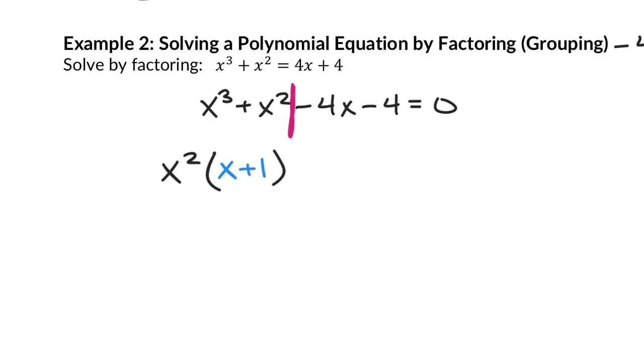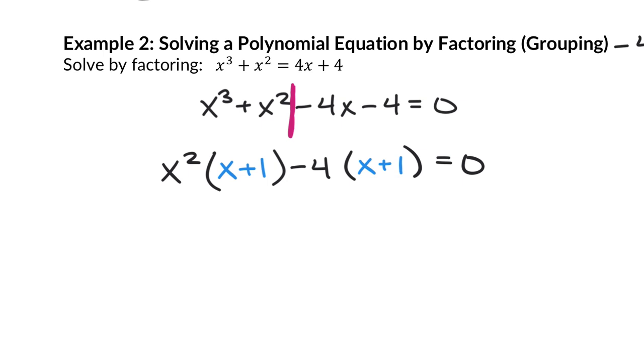How about those second terms? Negative 4x and negative 4 have negative 4 in common. When I divide that away, what's left over? X and 1. Oh, snap. Look at what I drew in purple. What color is that? Blue. Look at what's in blue now. What do you notice? They're the same. They are now the GCF of this term and this term.